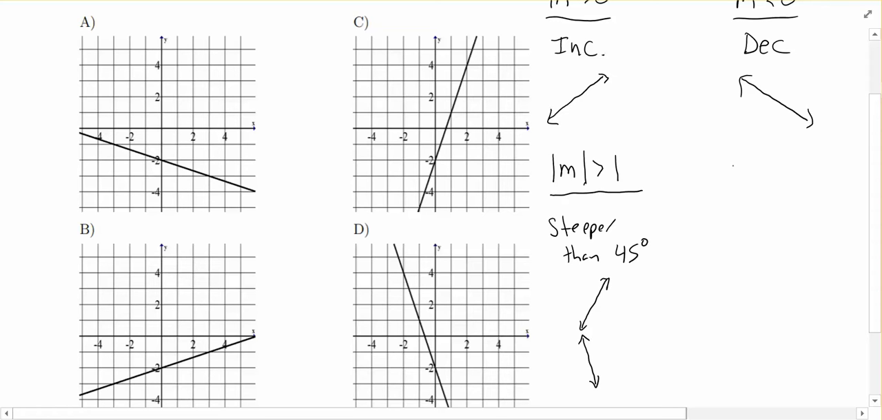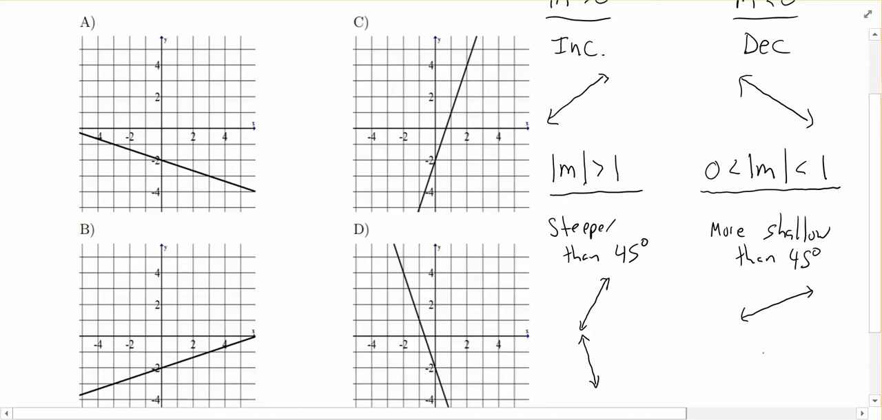Now, if on the other hand, the absolute value of your slope is between 0 and 1, so you're talking about a fraction, you're talking about a half, a third, 2/3, -2/3, -1/4, then you're more shallow than a 45-degree angle. Meaning if we have a positive slope, we're more shallow like this. If we have a negative slope, we're more shallow like that.